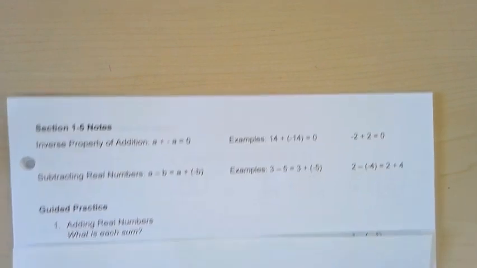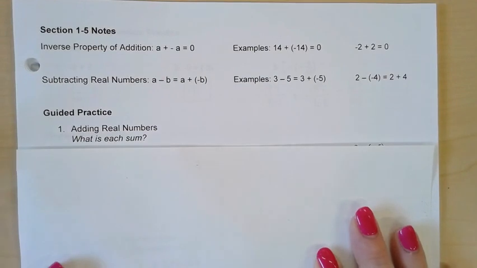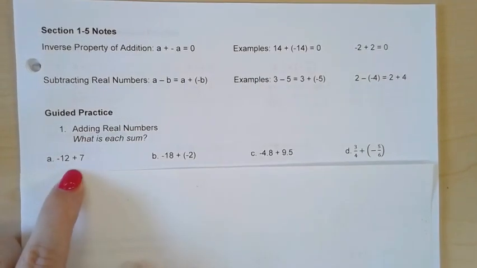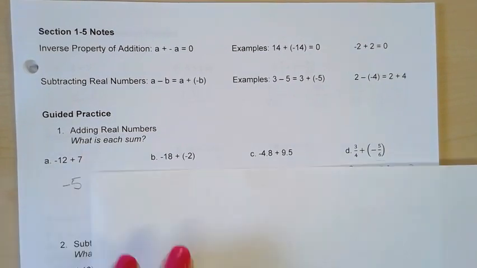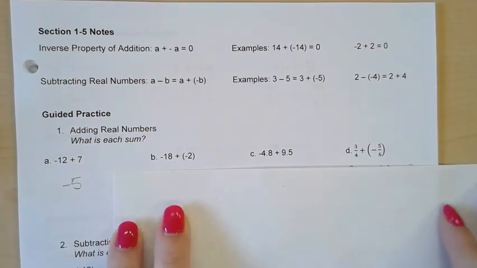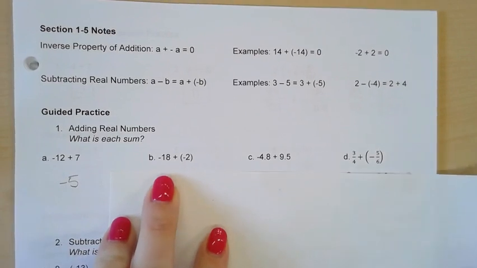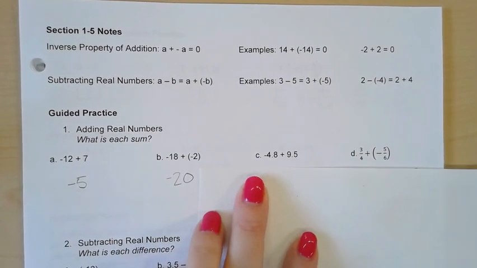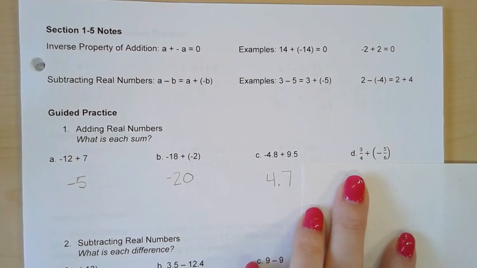So next we're going to be adding real numbers. So what is the sum? So for this first part you have negative 12 plus 7. So adding those together you should get negative 5. Negative 18 plus negative 2 will give you negative 20. Negative 4.8 plus 9.5 will give you 4.7.